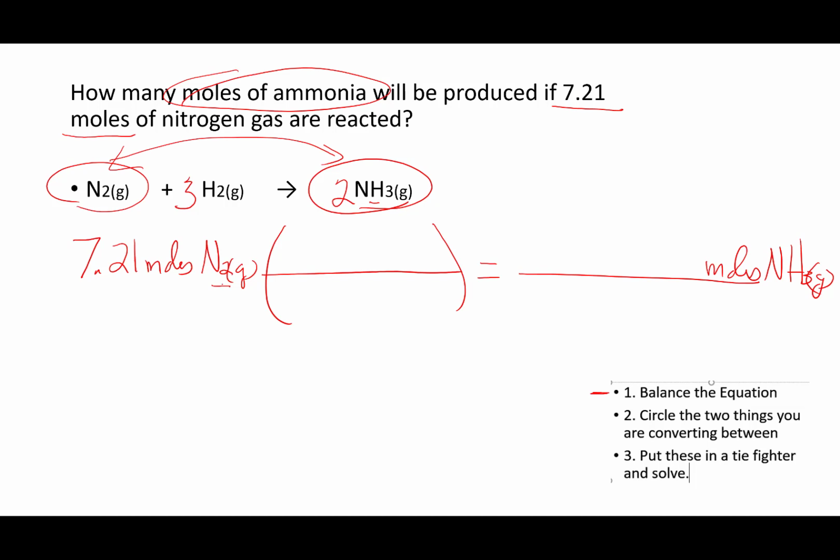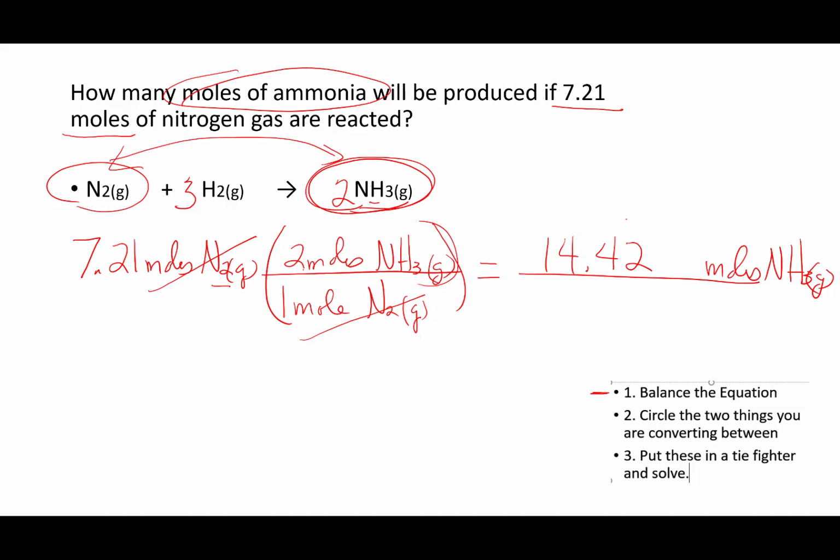I want to get rid of nitrogen. There's no coefficient, so that represents a 1. So 1 mole nitrogen gas and 2 here, so 2 moles of ammonia gas. Double check things cancel. Moles nitrogen, cancel moles nitrogen. I'm going to end up with moles of ammonia. 2 times 7.21 will be 14.42 moles of ammonia. Pretty simple, huh?